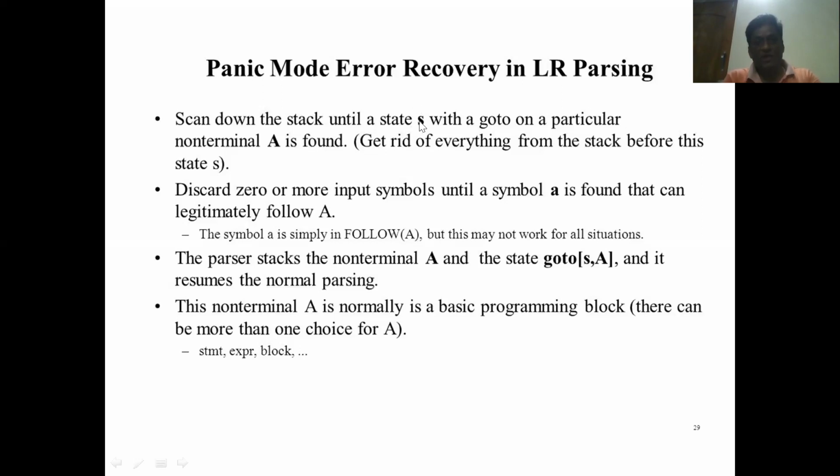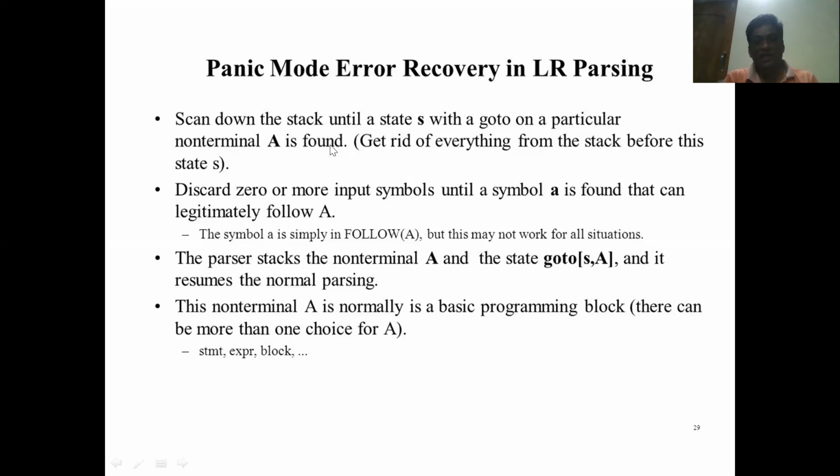which has an action part on a particular state, and you also found the follow set symbol in the input buffer. If both these things work, then the variable you selected is correct. Otherwise, you try with another variable in the corresponding go-to action. So this is how panic mode error recovery works.